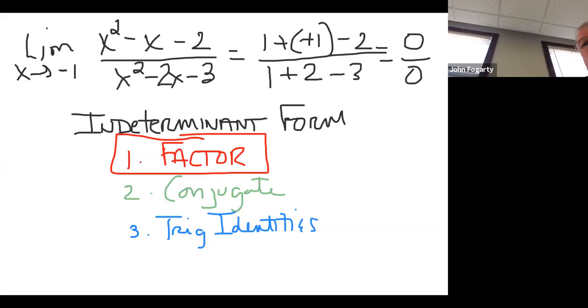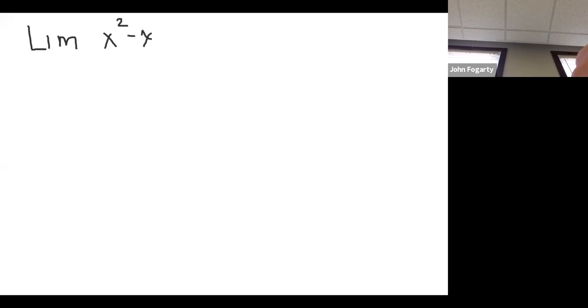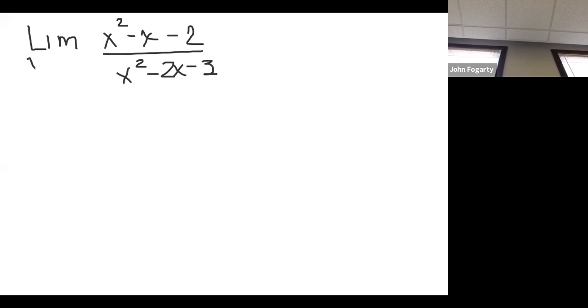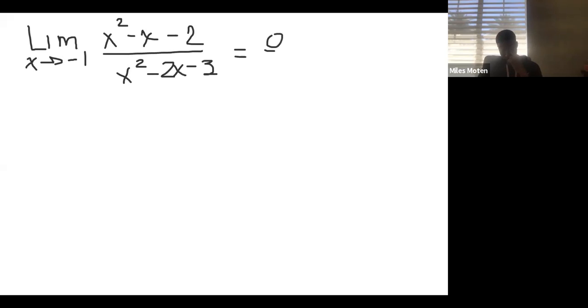So if I give you this question, right? Let me erase this, ready? Here's your question, all right? What is the limit of the function x squared minus x minus 2 over x squared minus 2x minus 3 as x approaches -1? Well, we know that when we direct substitute, what did we get? 0, 0. We got 0 over 0.